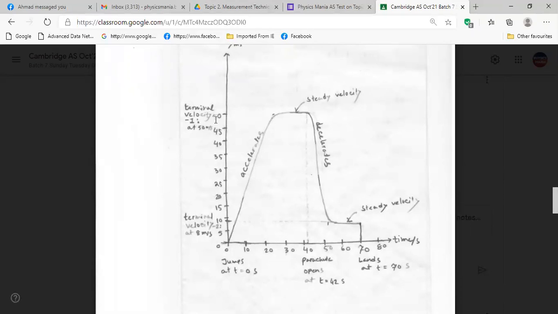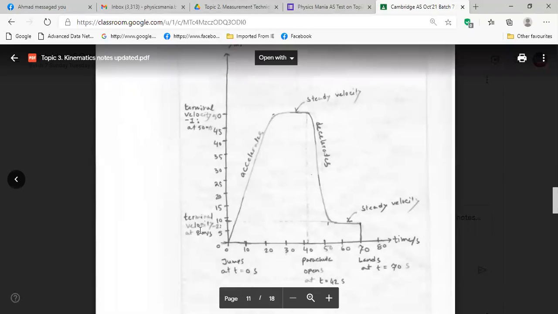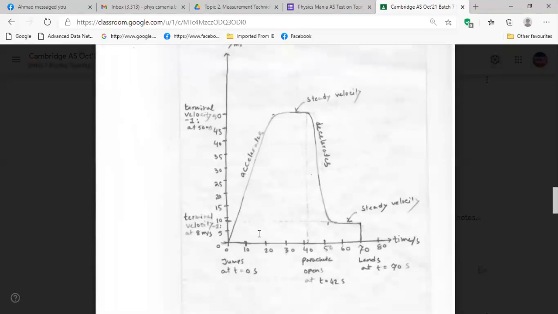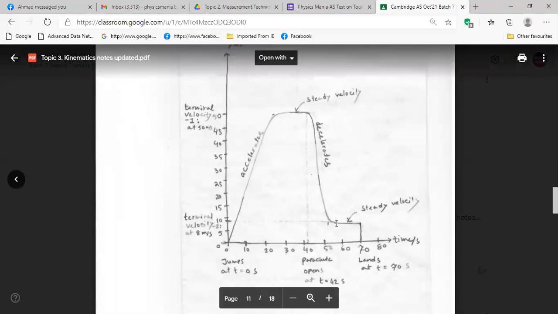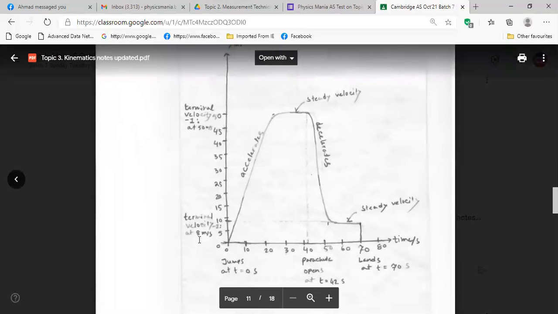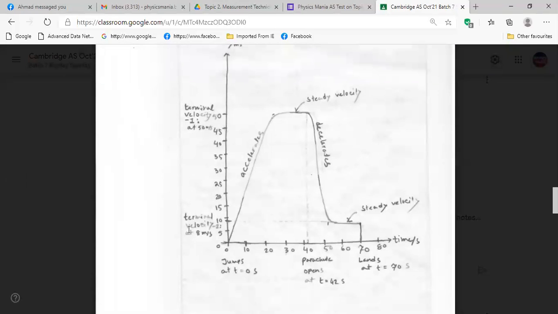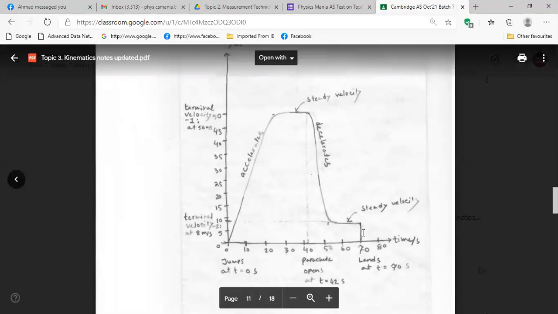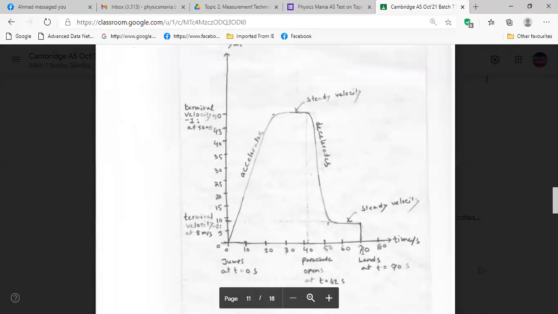So we have here terminal velocity 1 when the parachute is not opened yet. And we have here terminal velocity 2 when the parachute opens and the air resistance is working a lot. That time again we are having a terminal velocity, that is 8 meters per second. That's why I wrote here terminal velocity 2, terminal velocity 1. And when it lands at 70 seconds, the speed is 0.